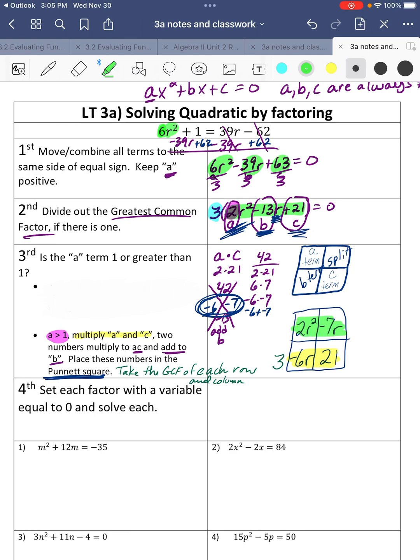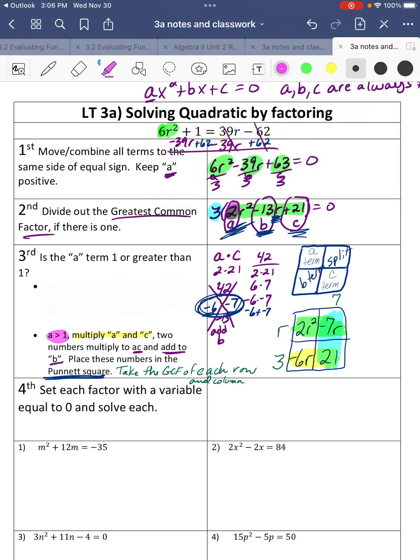Top two, 2r squared and 7r. What's the greatest common factor? 2 and 7 is 1. R squared and r, the smallest is r, so it's going to be 1r or just r. Then our greatest common factor of one of the columns, 7r and 21, you can divide them both by 7.